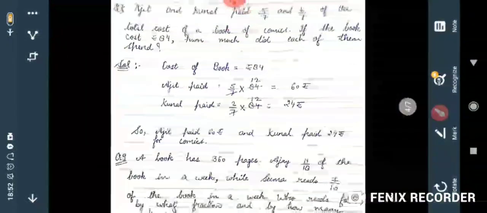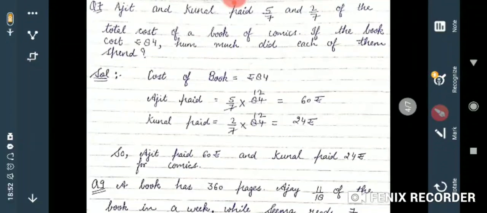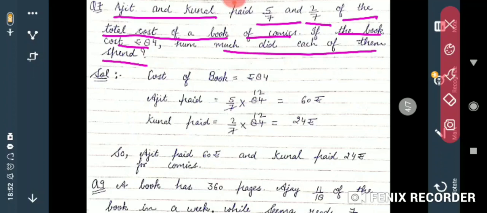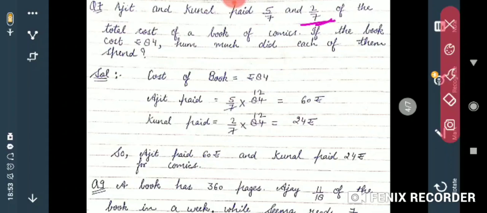So now the next question is, Ajit and Kunal paid 5 by 7 and 2 by 7 of the total cost of a book of comics. If the book cost rupees 84, how much did each of them spend? So what is the total cost of the book? Rupees 84. Out of rupees 84, 5 by 7 of the total cost is paid by Ajit and 2 by 7 of the total cost of a book is paid by Kunal.